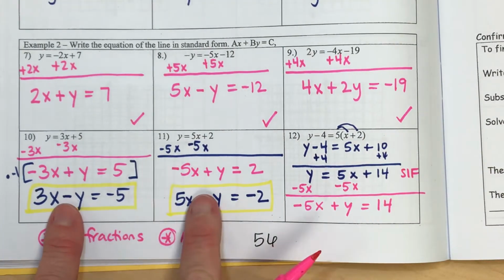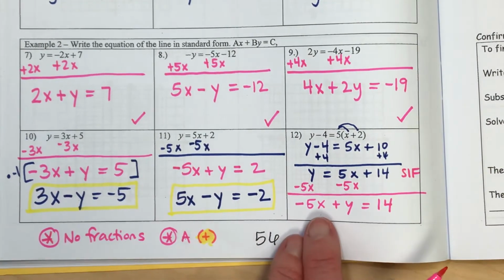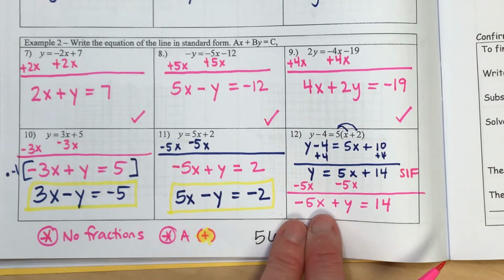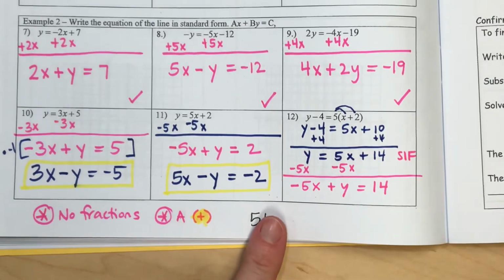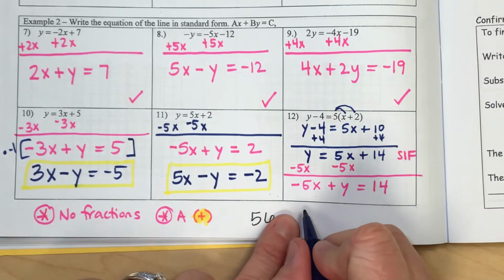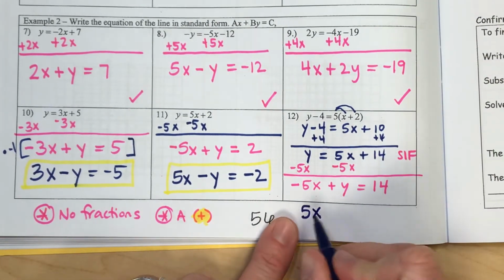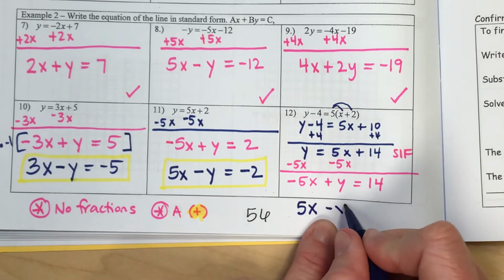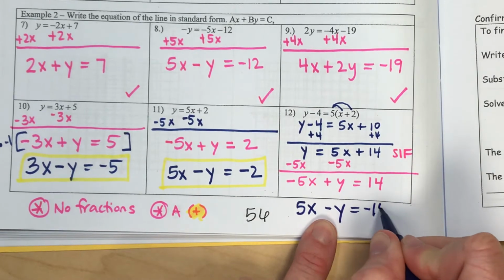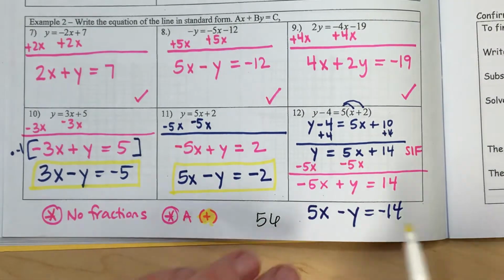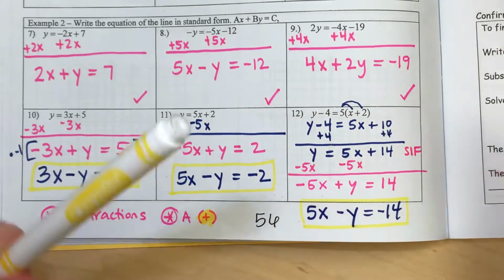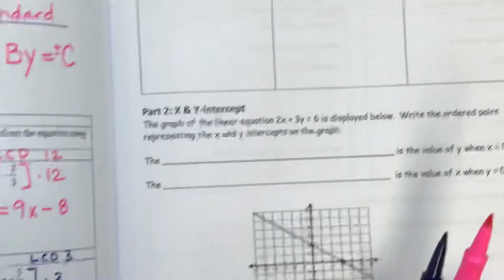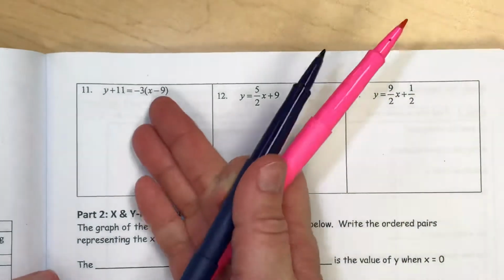And again, kind of like these two examples here, I needed to have my a term positive. So I'm going to multiply every term, all three of these, by negative 1 so that my a term will be positive. So now I'll have a 5x that's positive, a negative y, and a negative 14. And now my a is positive for that requirement for standard form. There are 3 more examples on the next page of your notebook, and I'll finish with these 3.